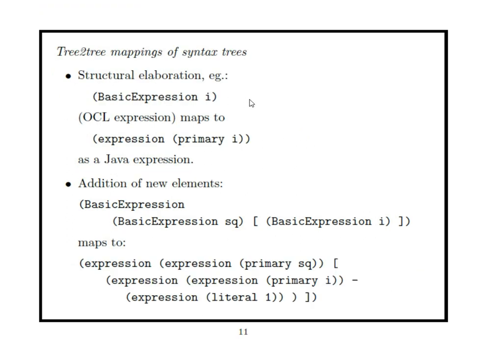Now, syntax tree mapping can be in many different forms. One typical form is where we elaborate a single tree node into a nested tree node. That's like adding a branch into the tree. We can add new elements where we elaborate a tree by adding in new things. Here, for example, sequence of I can be elaborated to be sequence of I minus 1 if we're shifting from one language to another with different indexing. For example, OCL has indexing starting from 1, but Java has indexing of arrays starting from 0, so we need to subtract 1.